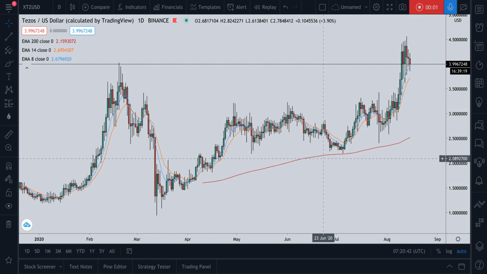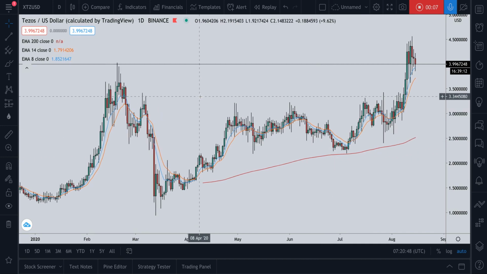I'm going to show you the technical sides of Tezos. And for those who are margin trading in Binance or other exchanges, there are very good opportunities in Tezos. Last week we saw Tezos break all the previous all-time highs and create another high around $4.5.